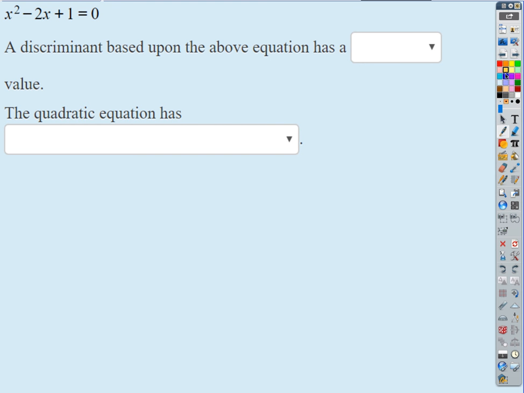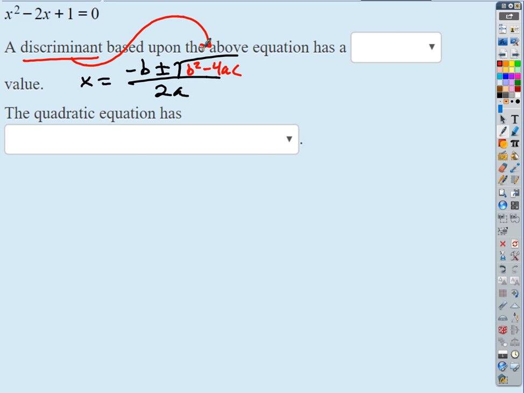So the discriminant is the part in the quadratic formula that sits inside the radical, right? Remember, the discriminant is what discriminates between the imaginary and the real zeros. This is what tells us what we're gonna get. So if we start off with our quadratic formula, this is the part that's the discriminant, right?